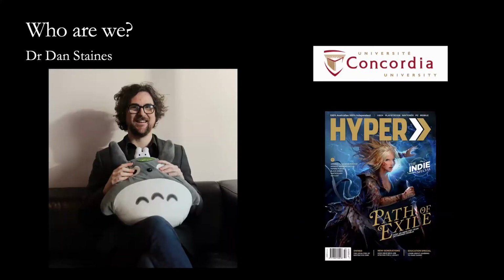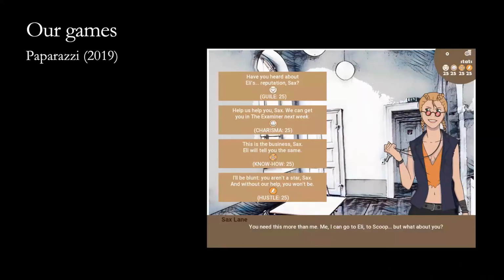Hey, I'm Dan Staines. I'm a game scholar and critic. I worked in game magazines for about 20 years, finished my PhD in 2016, did a postdoc at Concordia, which you can see the logo for there, and now I work for AIE doing game design stuff there. So briefly, just to put our credentials on the table.